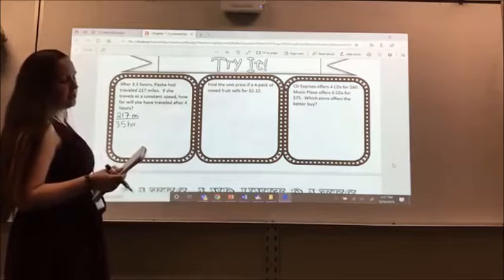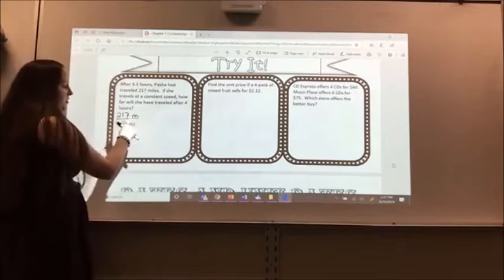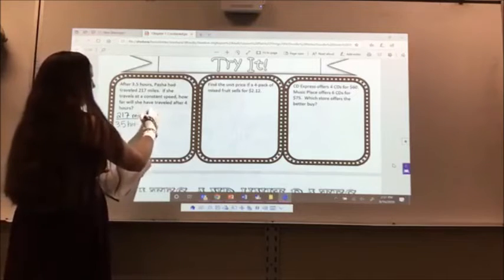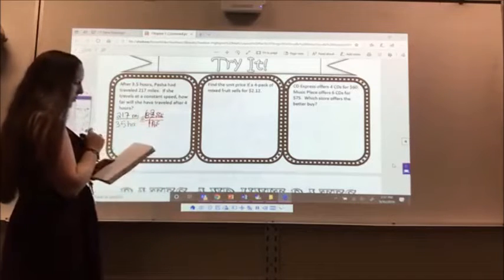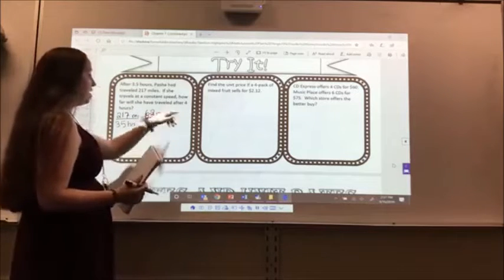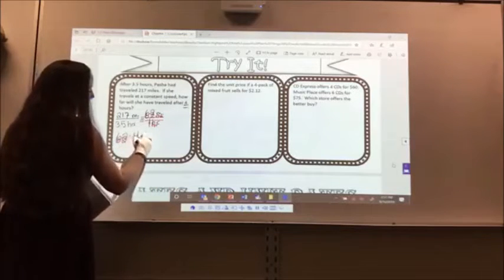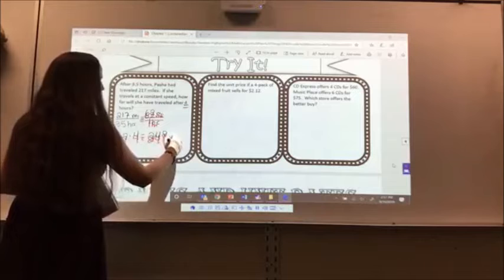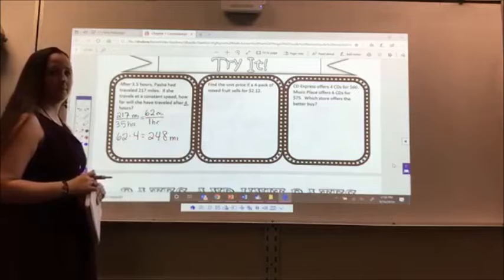So the first thing we want to do is figure out how far she traveled in 1 hour. If I divide 217 by 3.5, I get 62 miles in 1 hour. So she's traveling 62 miles an hour, but again, that's for 1 hour. She's going 4, so I want to take 62 times 4, which will give me 248. So she traveled 248 miles in 4 hours.